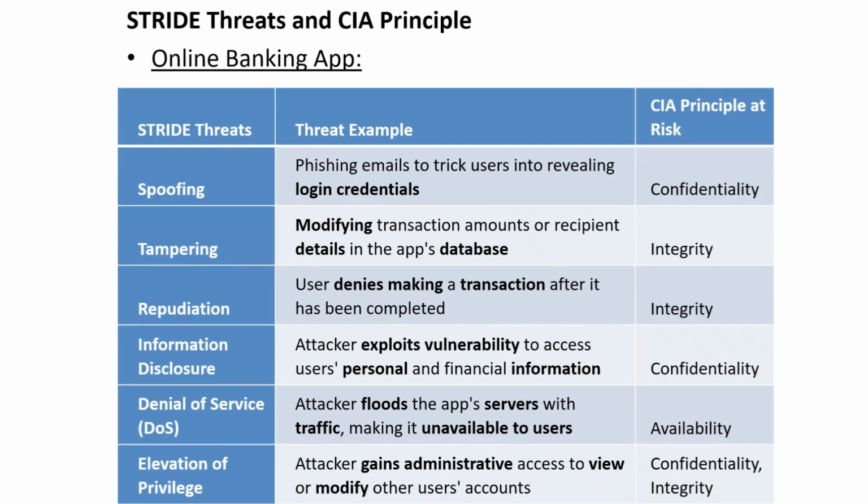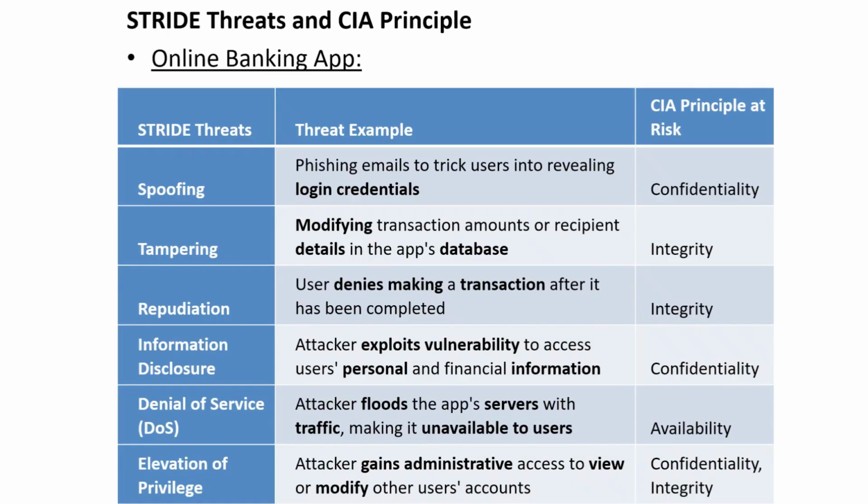So with STRIDE, if you look at information disclosure, if an attacker exploits a vulnerability and steals personal information, financial data, then we say that confidentiality has been compromised. Then denial of service is when the attacker floods the server with traffic and makes it unavailable. Then we will say availability from the CIA triad has been affected. Then elevation of privilege is gaining administrative rights, that is, gaining the ability to view or modify data, getting elevated privilege. When that happens, then we say confidentiality and integrity are at stake. So this is how the STRIDE threats blend with the CIA principle.